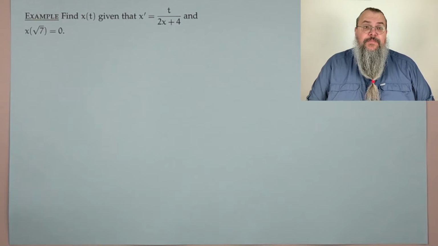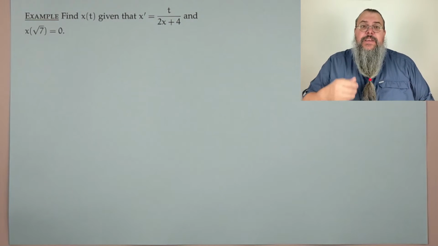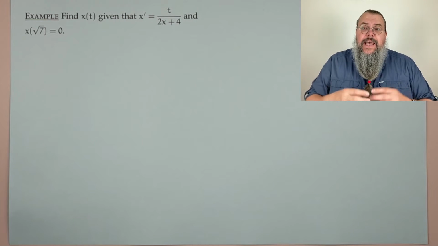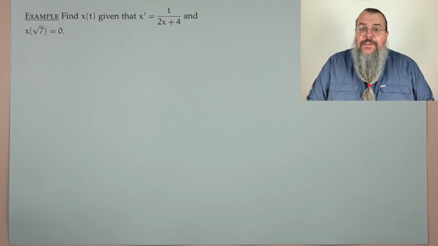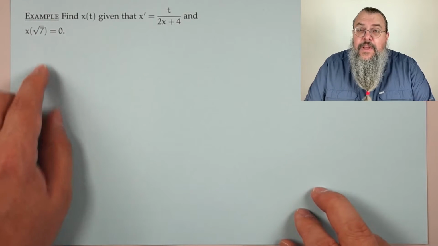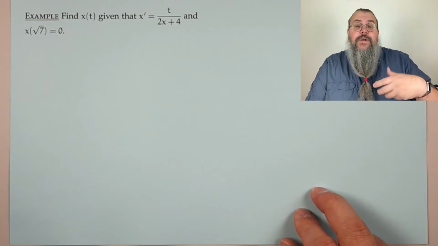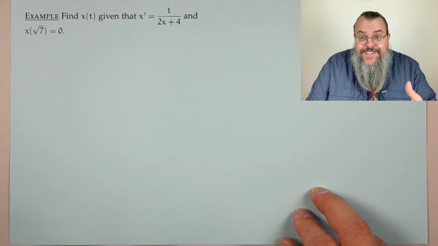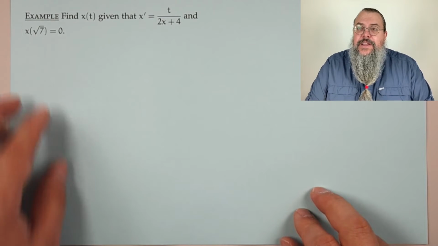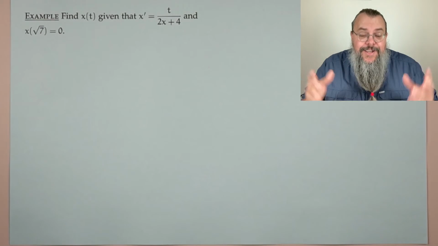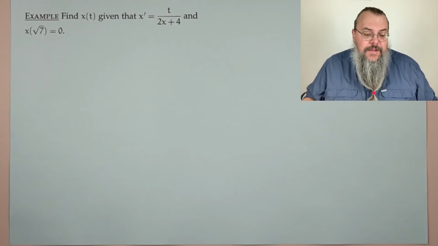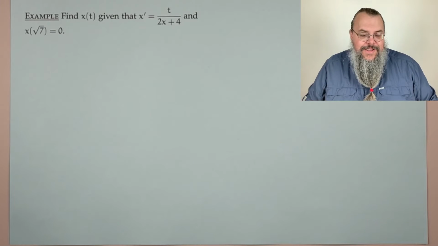In our next example, we're asked to find x of t, given that x prime is t divided by 2x plus 4, and x of root 7 is 0. Now, of course, when you see unpleasant numbers there, usually that's a hint that when you plug it in, it will become pleasant. So don't get nervous when you see weird numbers showing up. That's oftentimes like, aha, something nice will happen. Now we have to wait and see when that happens and what that'll be, but we're not nervous about that.